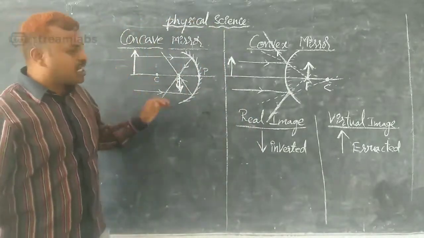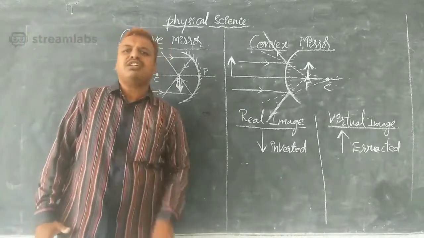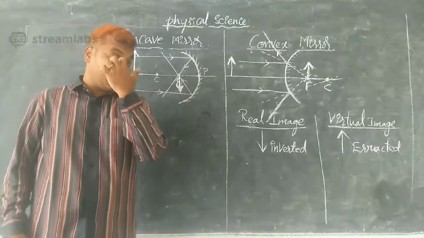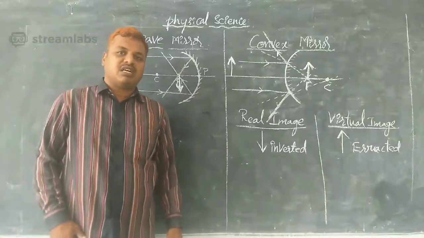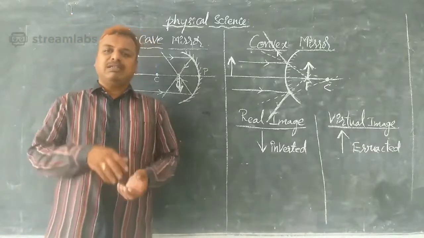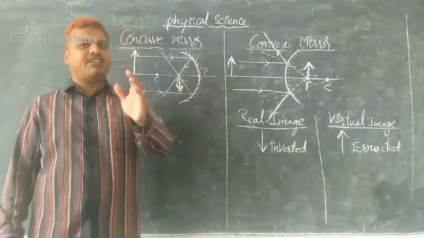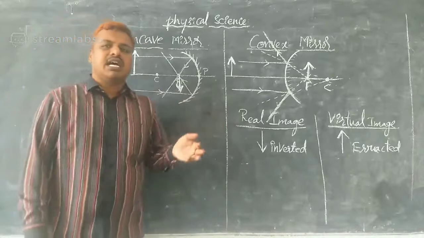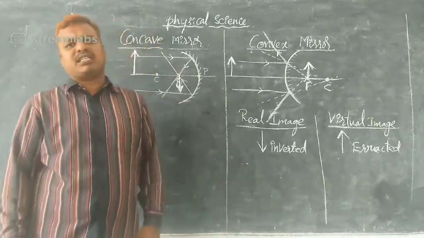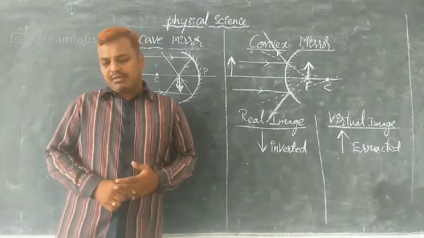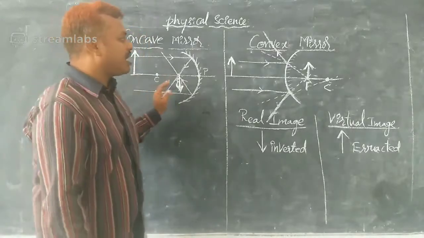So sometimes concave mirrors also form a diminished image. Sometimes it will form enlarged image also. Sometimes it forms the same size of image also. Why it forms like that, we will see in the different cases when we place the object at different places in the concave mirror. Right, did you understand what is concave mirror and convex mirror?